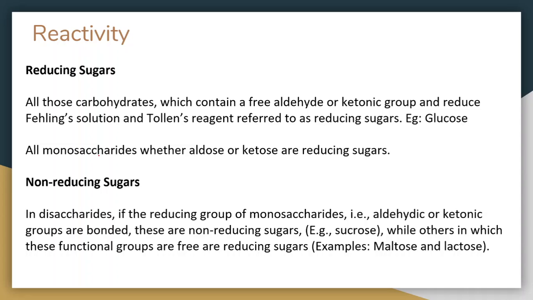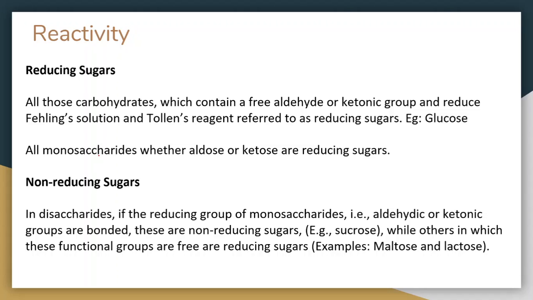Now coming to the reactivity. There are reducing sugars and non-reducing sugars; based on their reactivity, they are classified. All those carbohydrates which have a free aldehyde or ketonic group are called reducing sugars. So they should have a free group. It should not be attached with any other bond. This free aldehyde or ketonic group can reduce Fehling solution and Tollens reagent. That is why they are called reducing sugars.